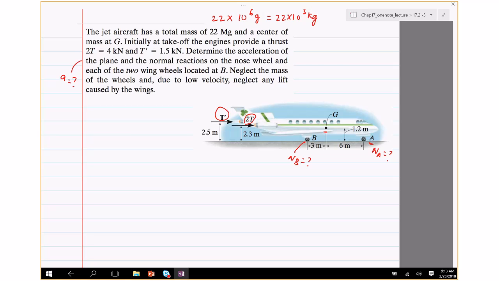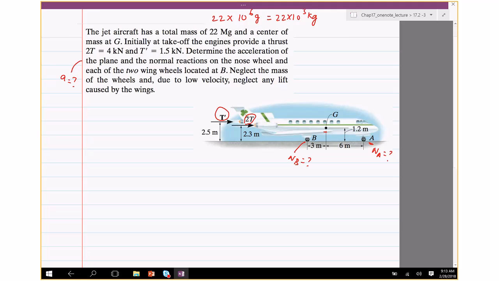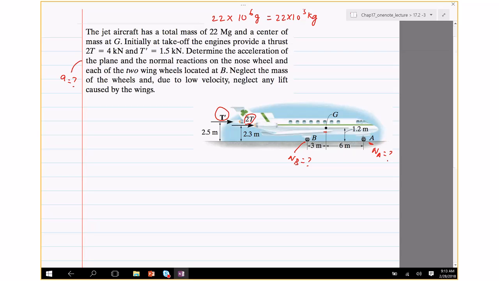2.3 meters from the ground and 2.5 meters from the ground. That means that you got to use the moment equation to solve this. So this is a problem which involves kinetics and rigid bodies. So it's a question from chapter 17. So once you know that, let's use the recipe which I just talked about. First, draw free body diagram.